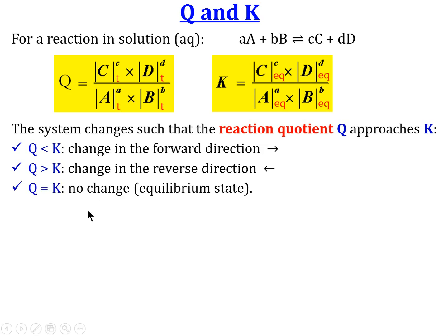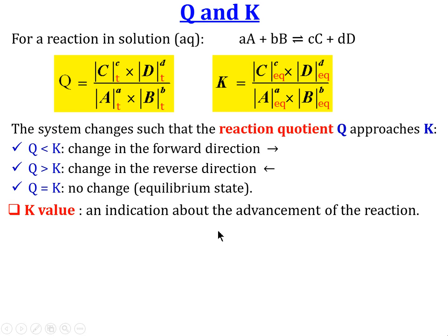And if Q equals K, we are at equilibrium. What is the importance of the value of K? K is calculated from delta G0, so we know the value of K of a reaction. If the value of K is high, this reaction is advanced in direction 1. And if the value of K is low, this reaction is limited in direction 1.